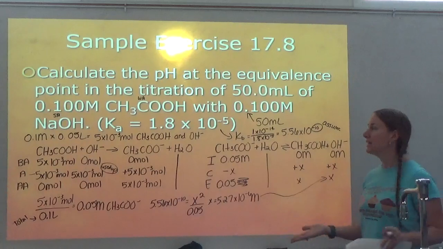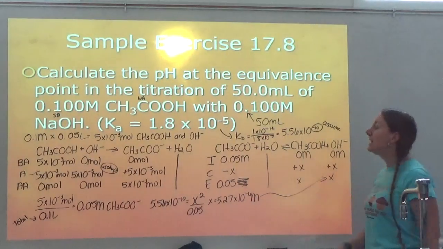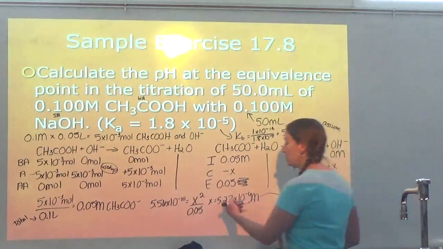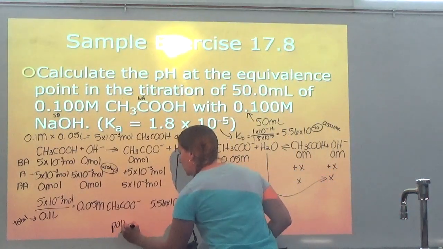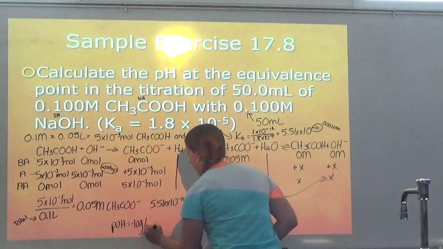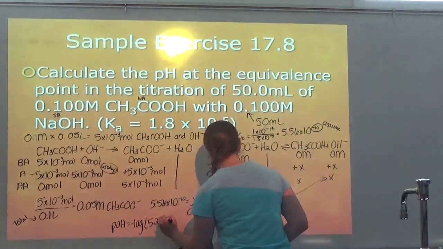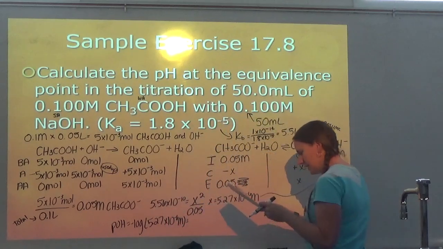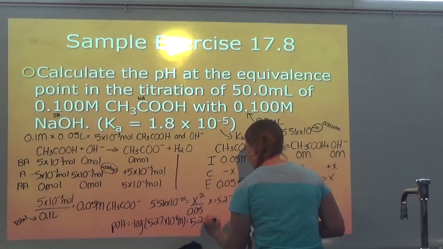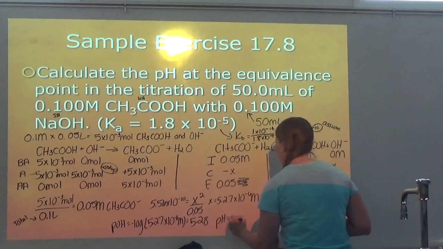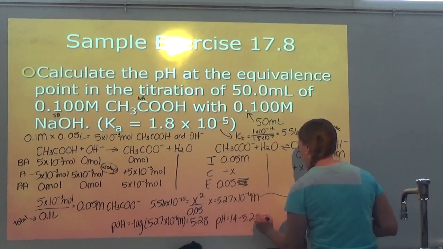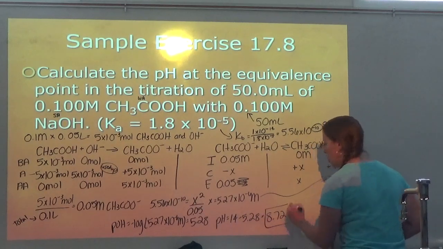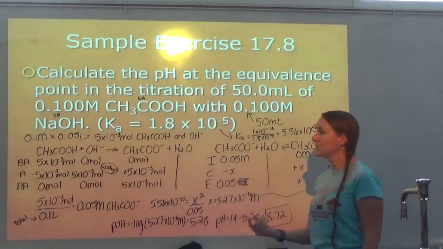Now that I finally have OH minus, I can figure out pH. But remember, if you do negative log of this, you're going to get pOH. So I put in negative log of this, and I get 5.28, but then I say, okay, well pH is 14 minus that. Don't forget that one last step. You'd hate to do all this math and then forget to do 14 minus.